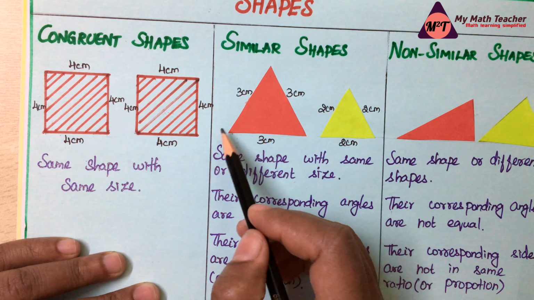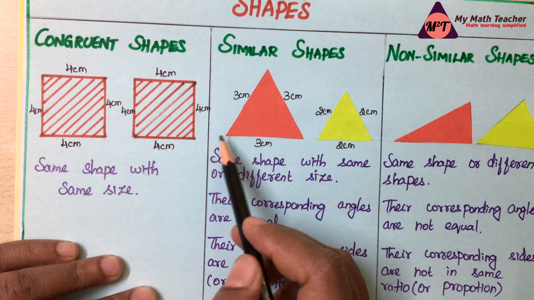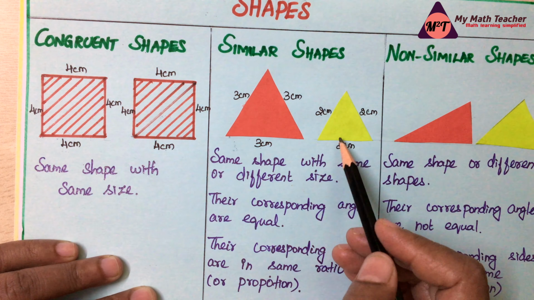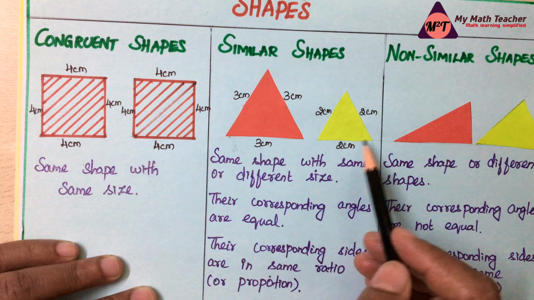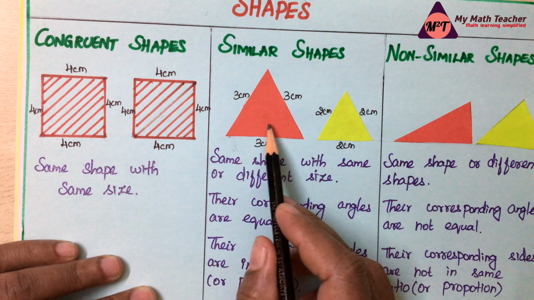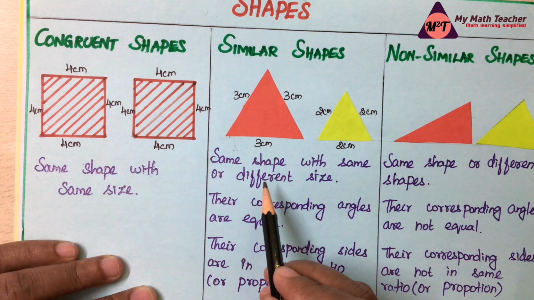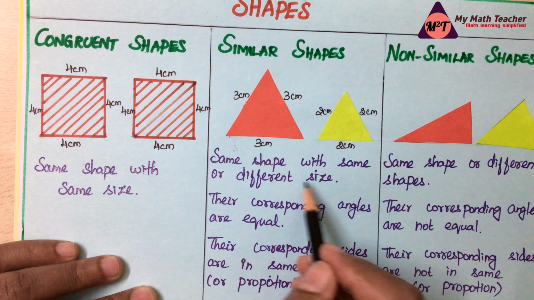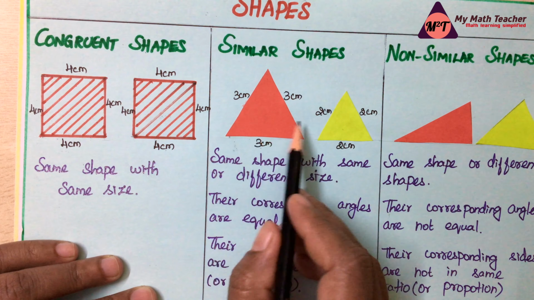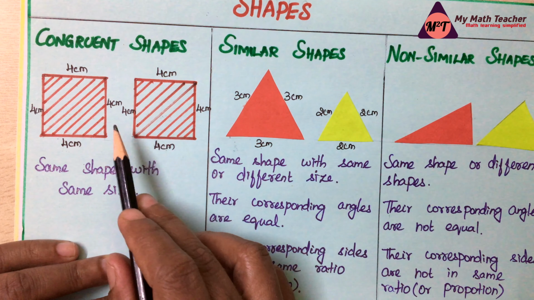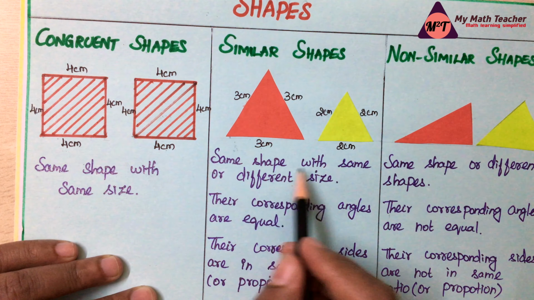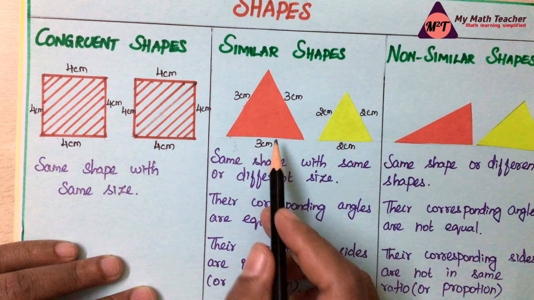As you can see from the given example, this is an equilateral triangle with sides 3 centimeter. Now I have taken the second equilateral triangle with sides 2 centimeter. They are of same shape, but they differ in the size. This type of shapes are called similar shapes. Now you can understand the difference between congruent and similar. Similar may have same size, may not have same size.